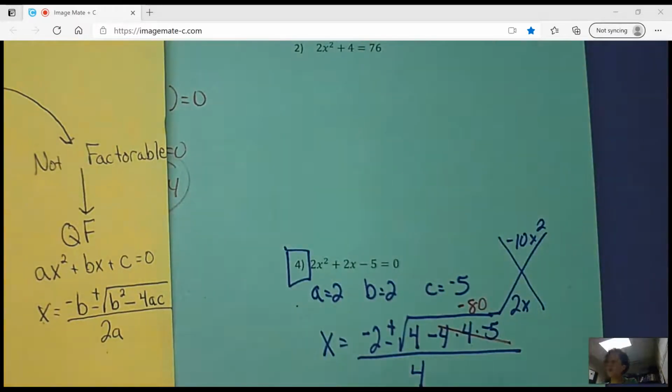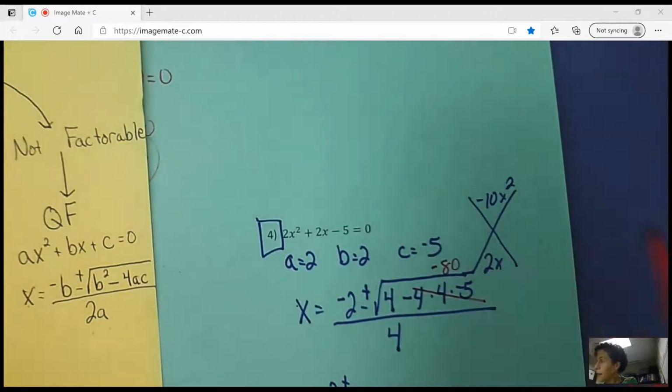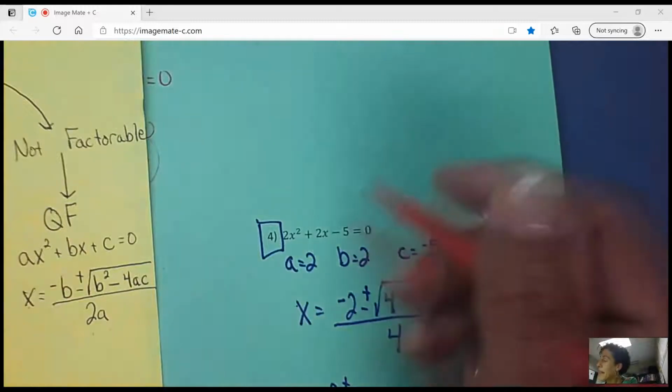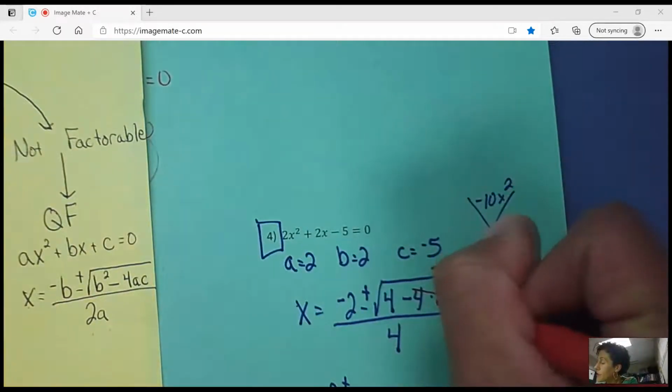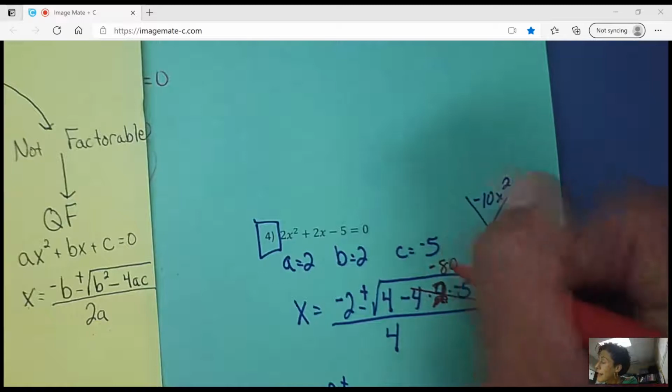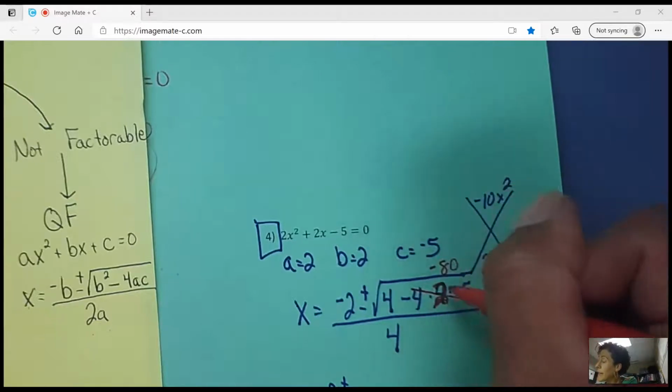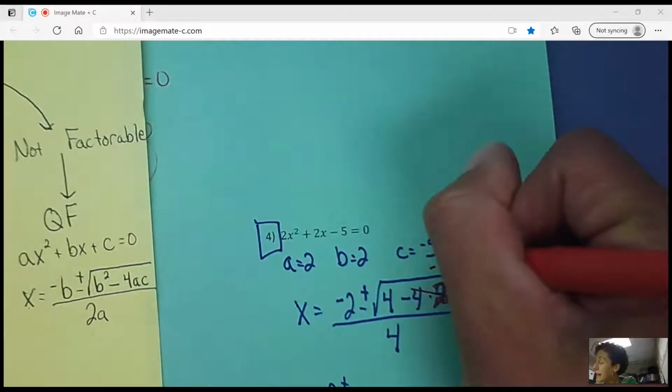Oops, and you know what? I realized I made a mistake here. So before I go on, I did 4 times A. A is 2, so let's fix that. That's a 2. Which turns this actually, 4 times 2 is 8, and 8 times negative 5 is negative 40.